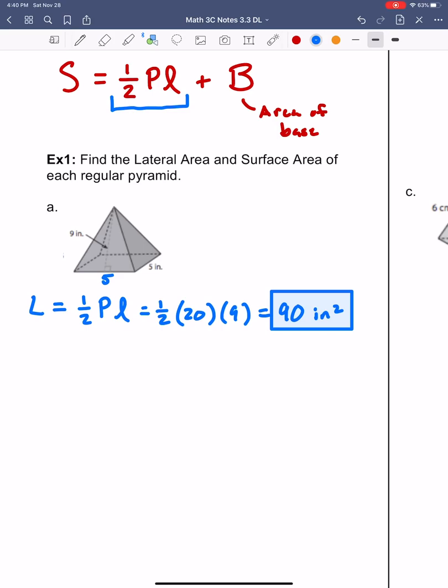Okay, and now to find the surface area, we're just going to take that 90, right, because that's all the triangles basically, and we're going to add the area of the base. So we have S equals 90, that's the lateral area, plus the big B, which is the area of the base. In this case, it's just going to be length times width, because the base is a rectangle, so that's 5 times 5. And so I end up with 90 plus 25 for a grand total of 115 square inches.